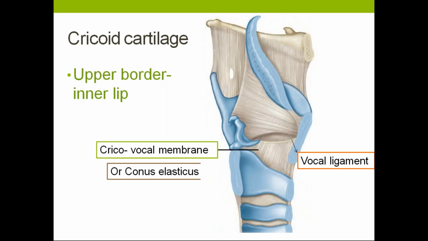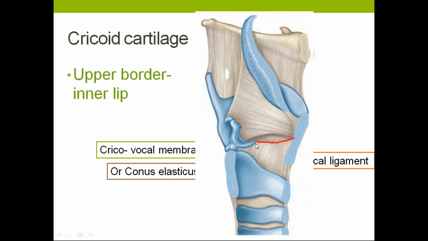Okay. Now the arch has an upper border and lower border. Upper border has an outer lip and inner lip. Outer lip gives attachment to lateral cricoarytenoideus and inner lip gives attachment to the cricovocal membrane. Okay. So you can see the vocal ligament colored in red here.